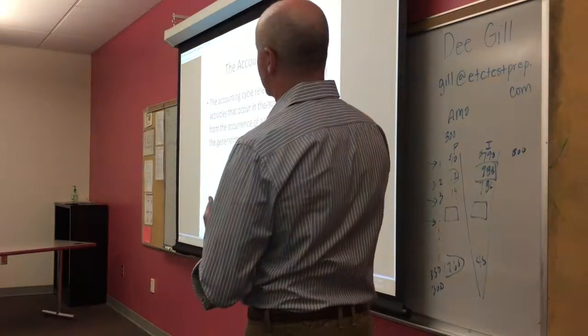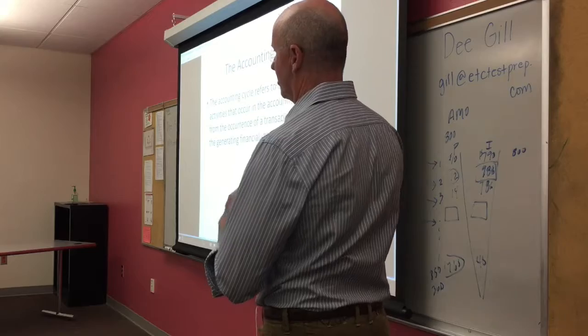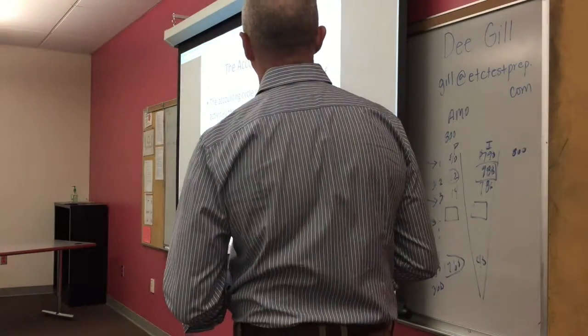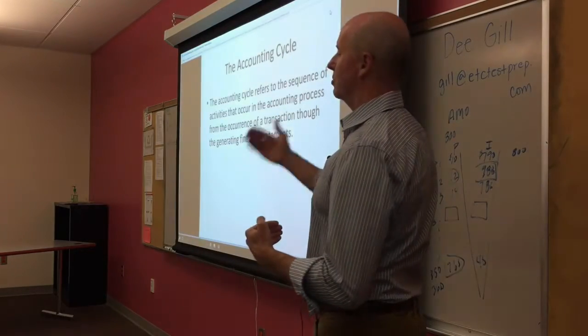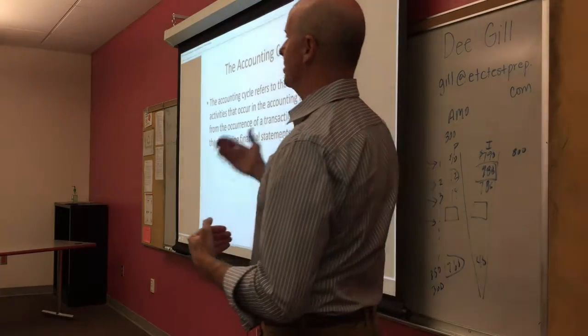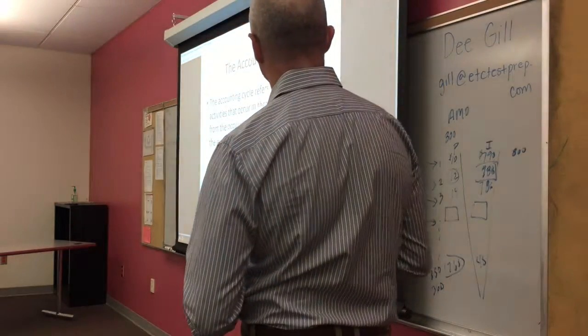So the accounting cycle, they call it, that's the sequence of activities that occur in the accounting process. And we'll talk about that now, right? From the occurrence of a transaction through generating financial statements. There's like 12 steps that you do every single time, it's like a checklist, so you don't miss a step, you don't mess up.